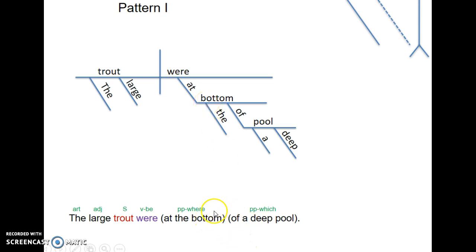And then the bottom of what? Which bottom are we talking about? We're talking about the bottom of this pool. So that is modifying the noun bottom. And so that goes off that noun, preposition on the slant, pool on the horizontal, 2 modifiers below.